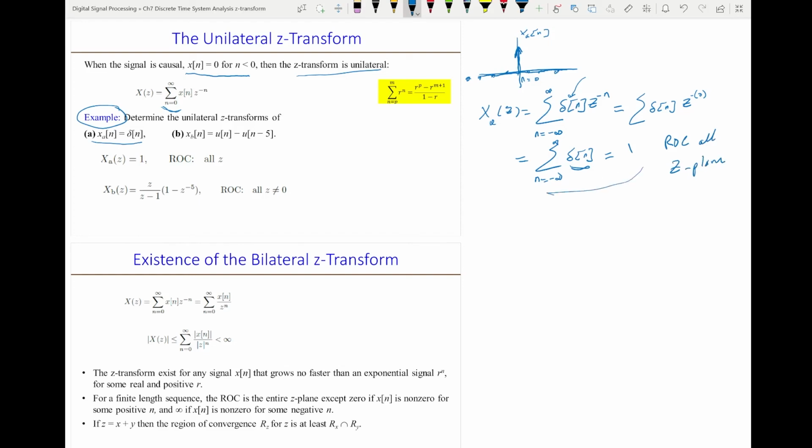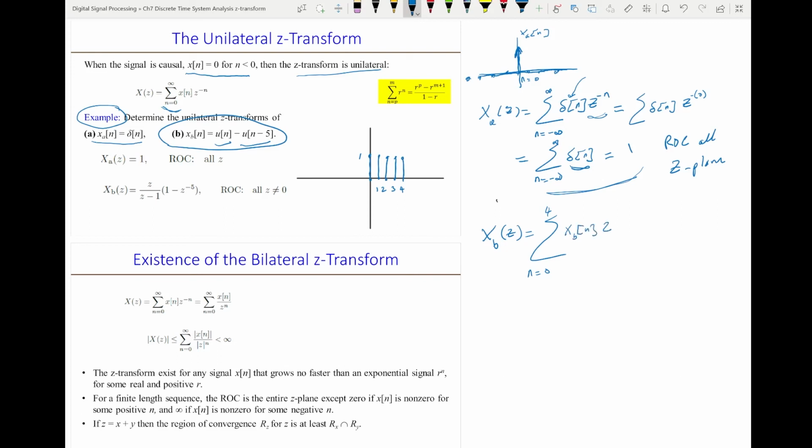This will always equal 1 regardless of the value of z. Let's take this example. If I plot xb of n, it's u of n minus u of n minus 5. So it will start here and keep going 1 all the way to n equal 4. And this is 1. So then for xp of z, it will be from n equals 0 to n equal 4, xb of n, z to the power of minus n.